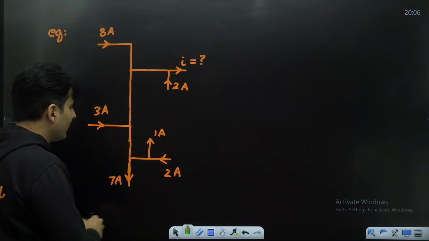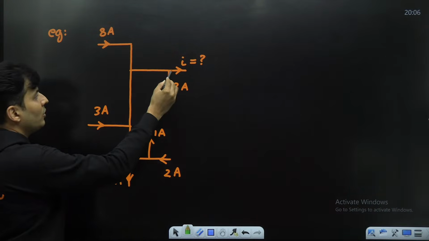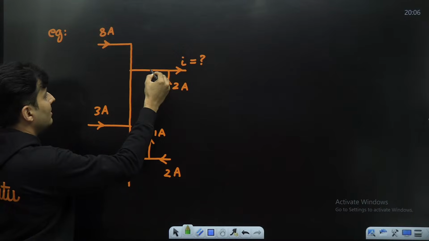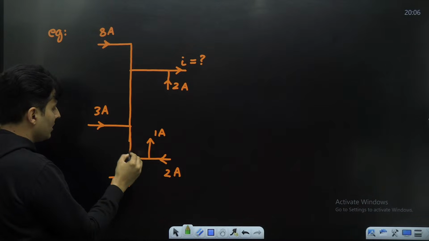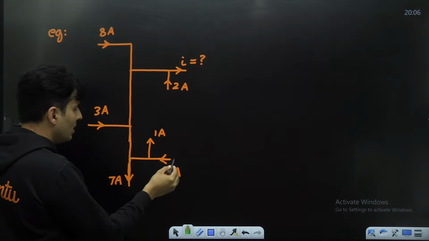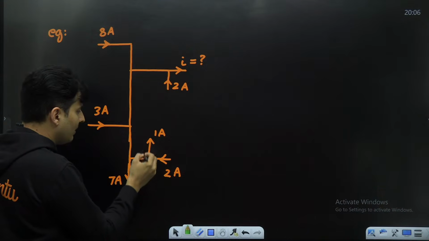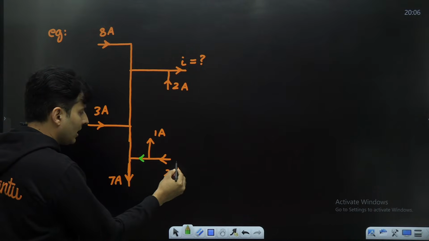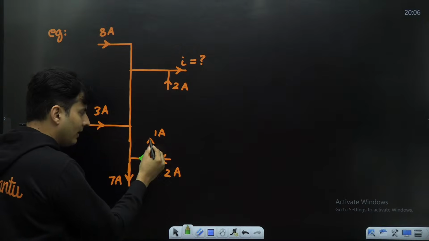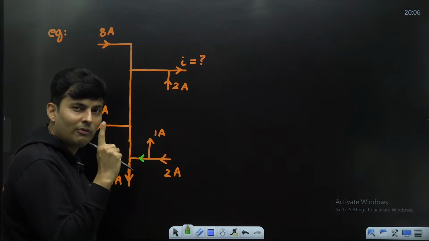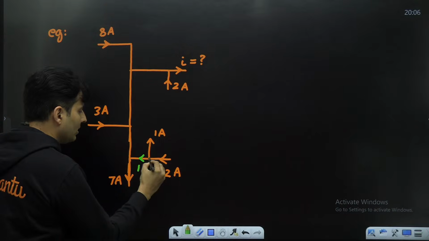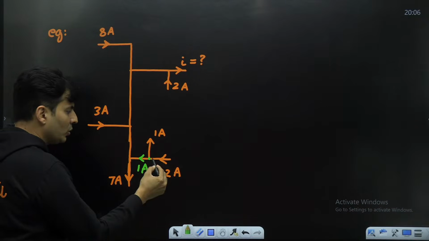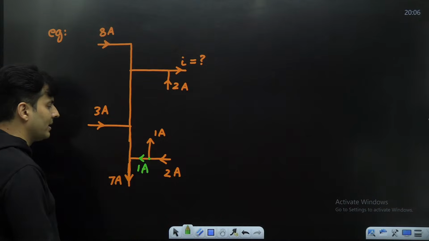Over here, I need to figure out how much current is there in this branch. For that, I need this branch. So 2 amperes is going in, 1 ampere is going out. If 2 is entering and 1 is going out, there is a deficit of 1 ampere. So one more ampere should go out from this junction. Make sense? If 2 is going in, 2 should go out. So 1 is going here, the remaining 1 ampere will go over here.